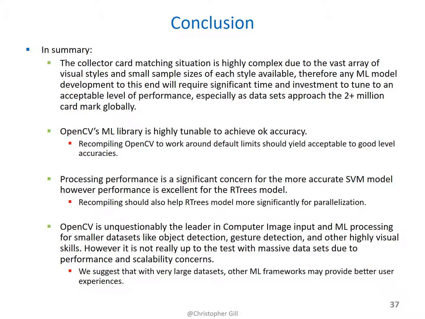While OpenCV is unquestionably the leader in computer image input and machine learning processing for smaller data sets like object detection, gesture detection, and other highly visual skills, it really did not make sense to use in a large data set such as this. As such, we would suggest that very large data sets use other machine learning frameworks for their testing and training. However, the image capturing capabilities of OpenCV are still highly compelling, and so perhaps a hybrid solution is the best.